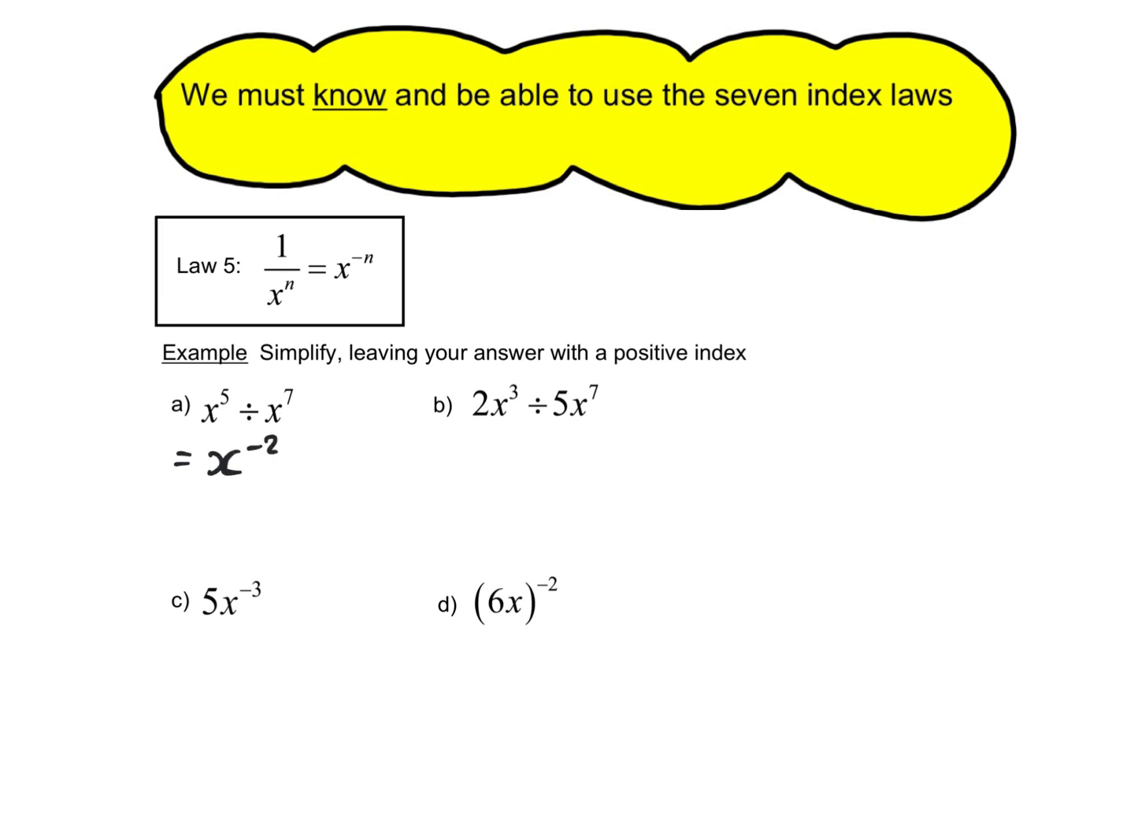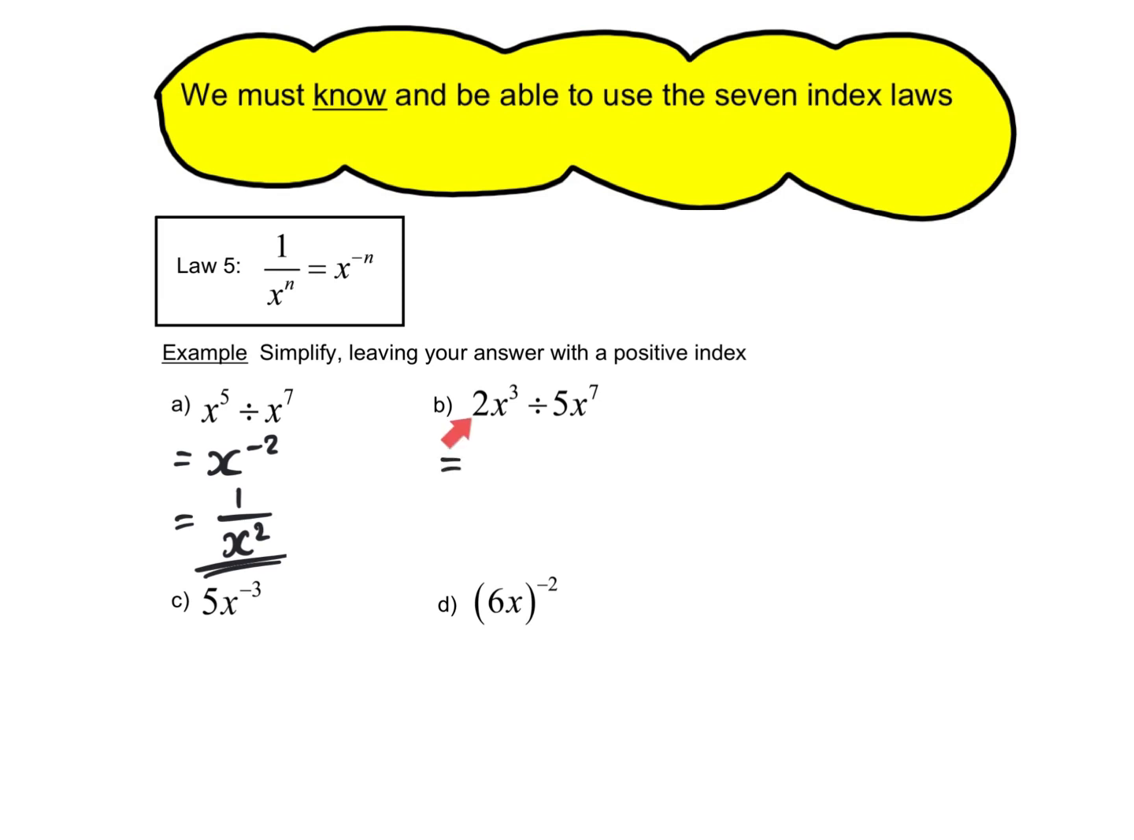Now normally that's fine as an answer, but this particular question says leave your answer with a positive index. So if I have x to a negative power, like x to the negative n here, it becomes 1 over x to the positive n. So that means that this is going to become 1 over x to the positive 2. In other words, this 2 is now positive. So that's the first one complete. We'll look at part B here, and we'll go through the normal process.